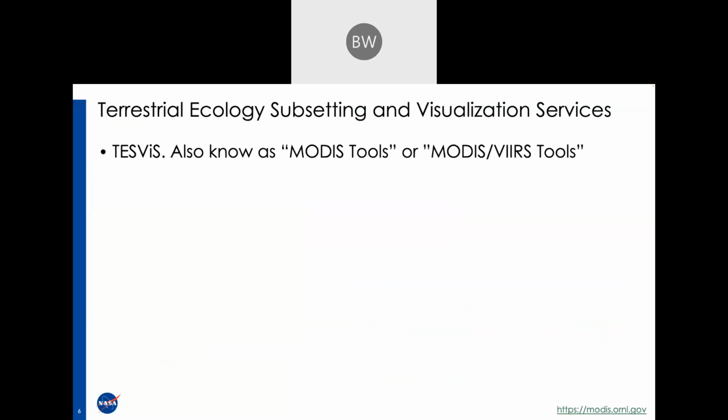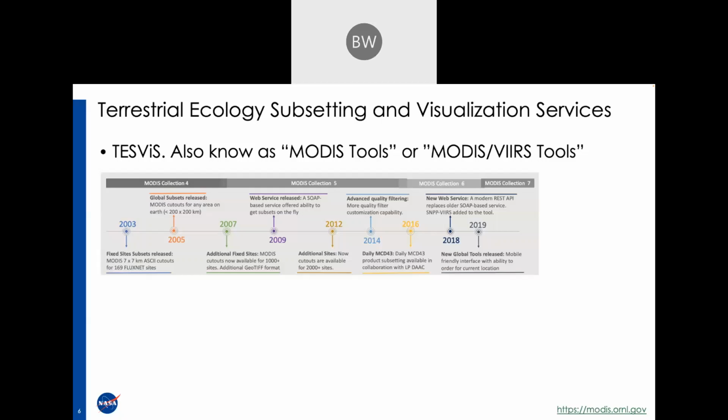And this leads to what we are now calling the terrestrial ecology subsetting and visualization services. You may have heard of these as the MODIS tools or the MODIS VIIRS tools. And if you look at the URL at the bottom right, you'll see it was modis.ornl.gov. And that's what they were called because when we started with these tools back in about 2003, it really was just MODIS.